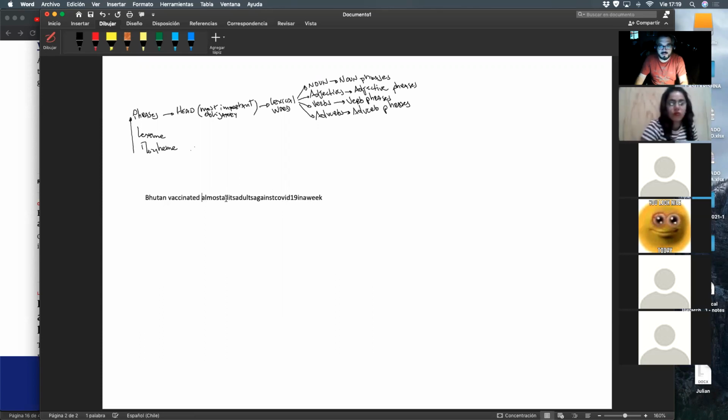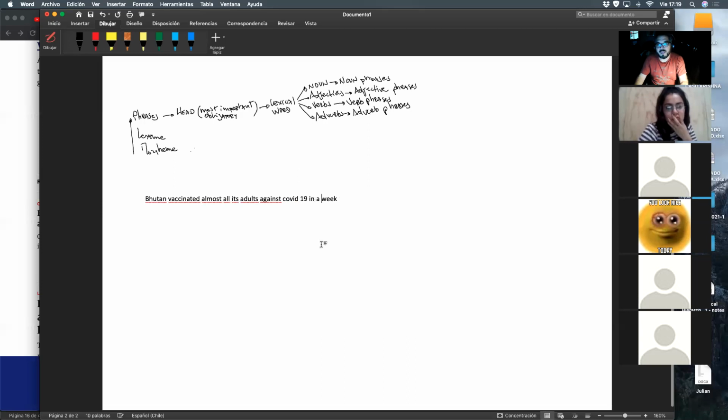Bhutan vaccinated almost all its adults against COVID-19 in a week.